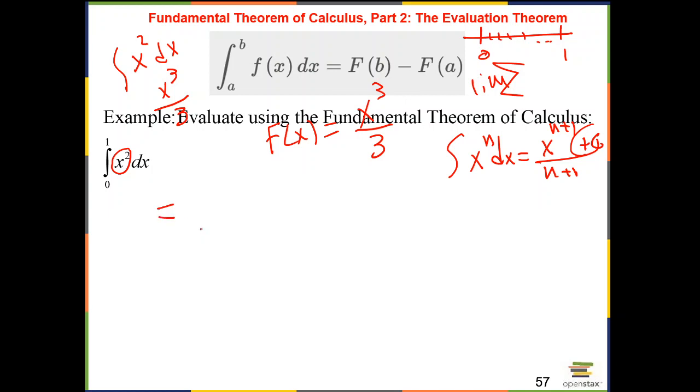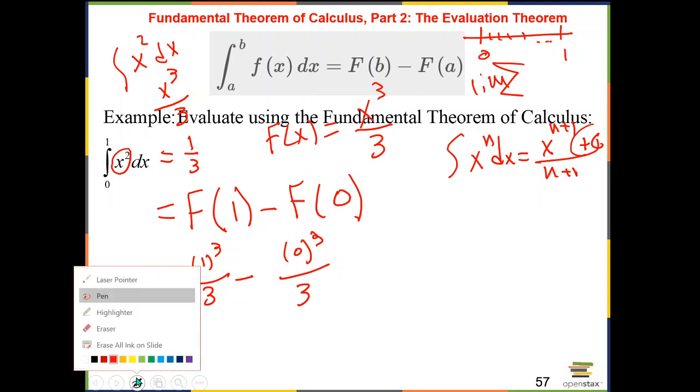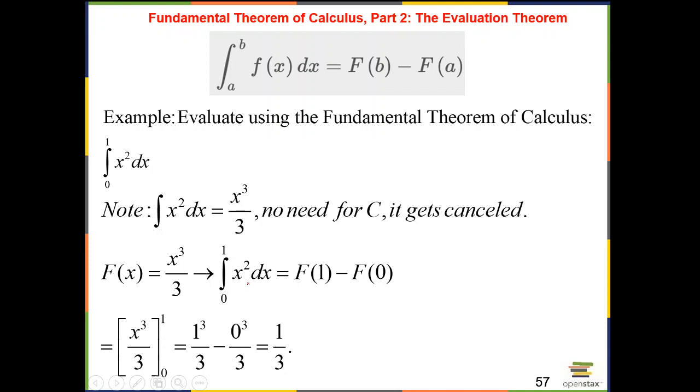So this is going to equal capital F of 1 minus capital F of 0. That's it. And capital F of 1 is nothing but what? 1 to the third over 3 minus 0 to the third over 3. And that's it. And that's 1/3. So the exact value of this is 1/3. Right? And that is the answer. Okay? And you can stop the video and follow this and see if that makes sense to you.